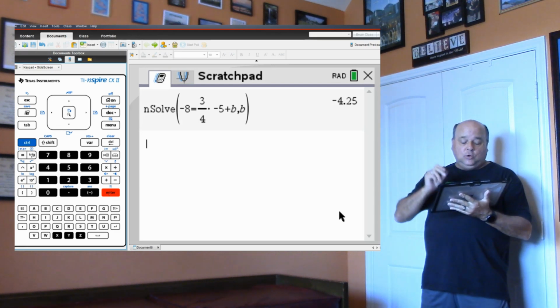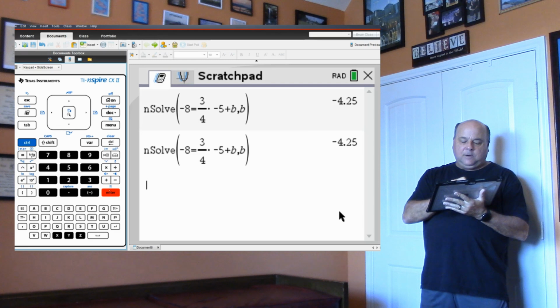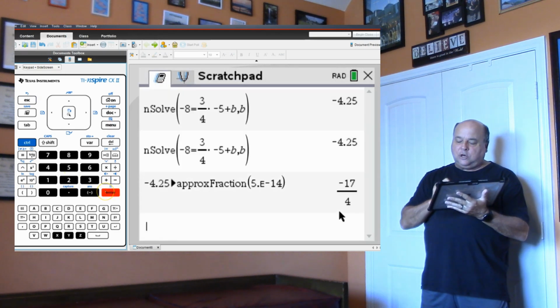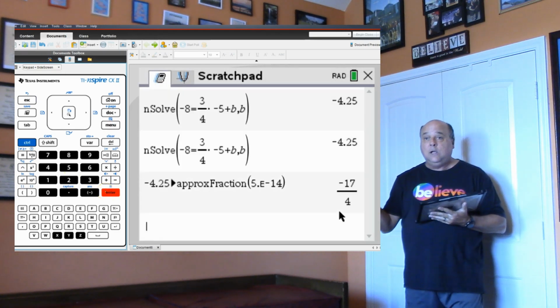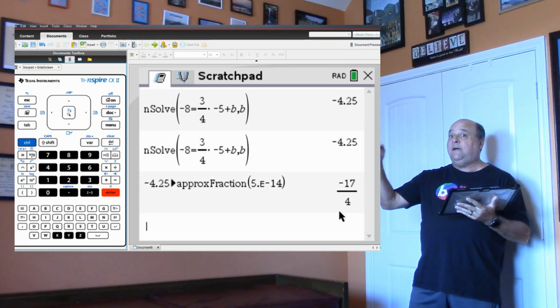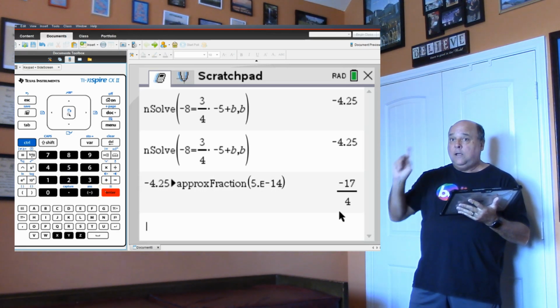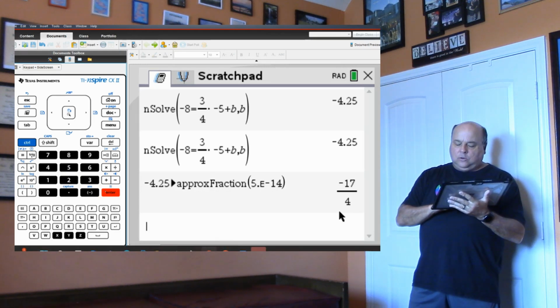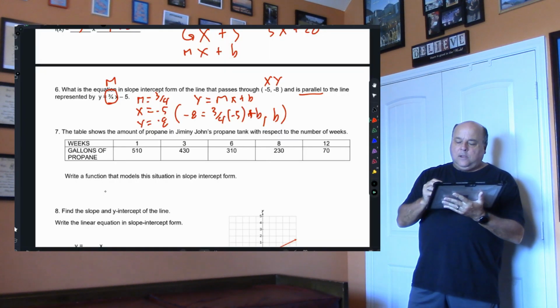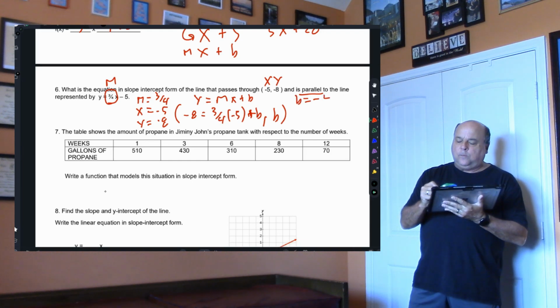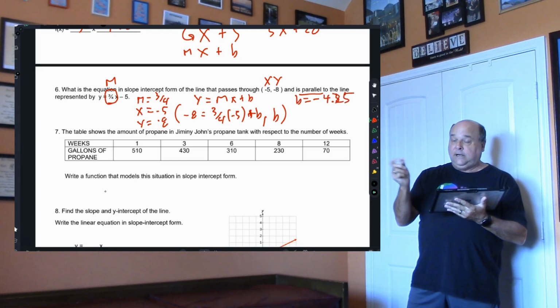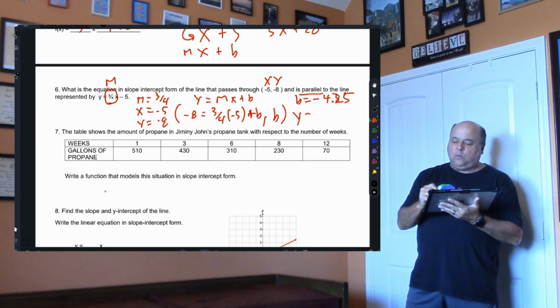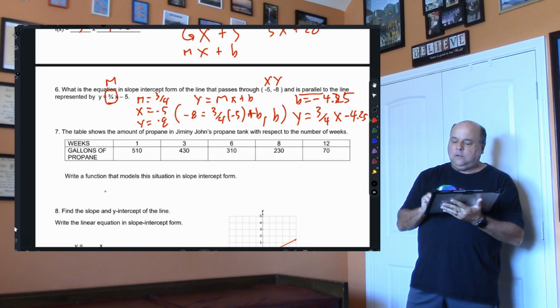And now I'm going to hit enter, and then I'm going to do menu to enter, and that should turn it into -17/4. So it could be -4.25, it could be -17/4. Menu to enter will flip it from a decimal to a fraction, okay? So we're going to go to our paper. Our b is equal to -4.25, or -17/4. So the equation is going to be y equals 3/4x minus 4.25. Okay, that's going to be the equation of the line.